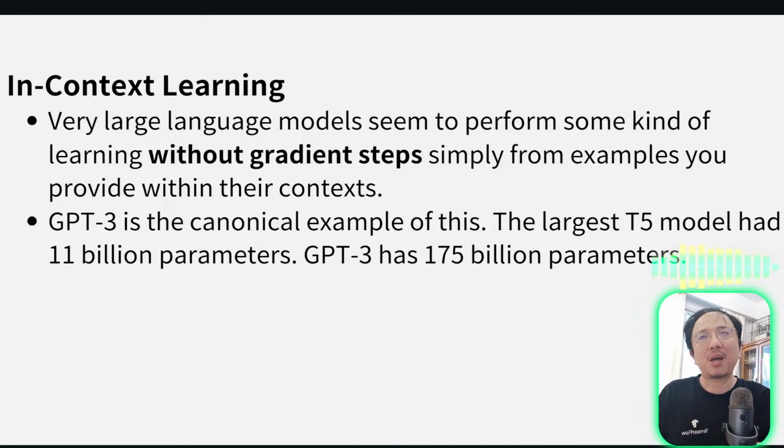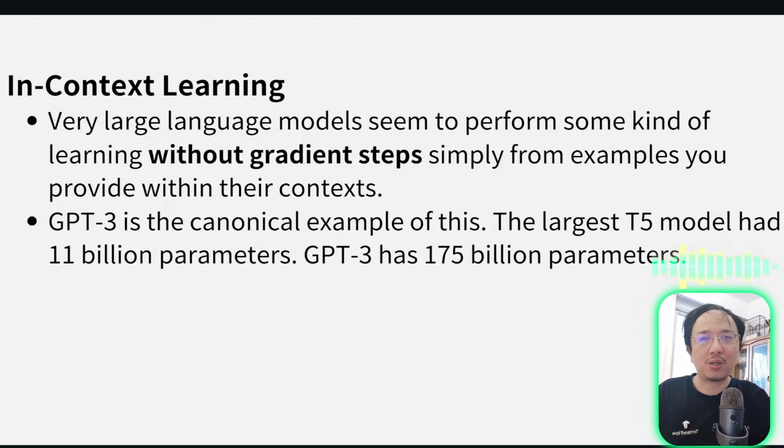So the last topic in this lecture is about in-context learning. Good, so we'll finally talk about in-context learning, our last topic today. After we have very large language models, they seem to perform some kind of learning without gradient steps, by simply being given examples that you provide within their context. This is from the original paper. It says something similar. GPT-3 is a canonical example of this.